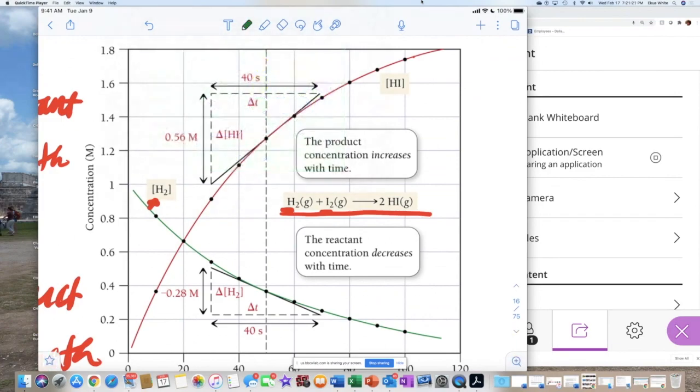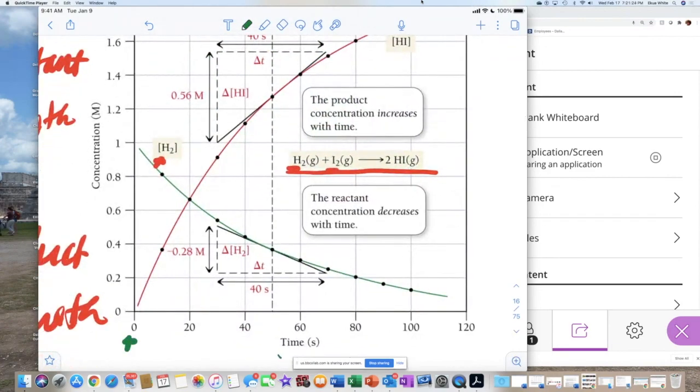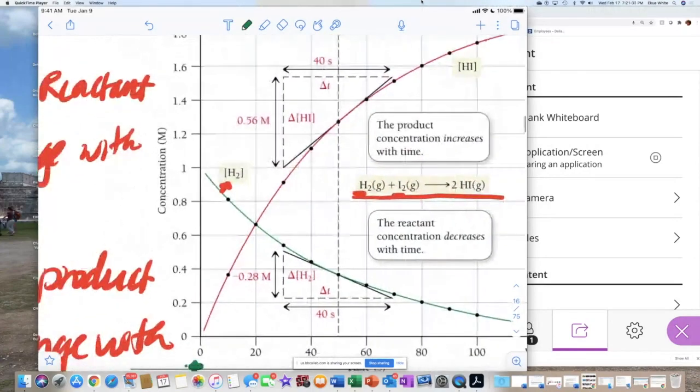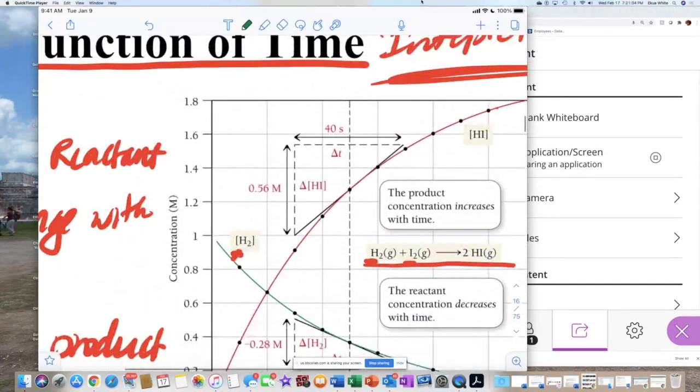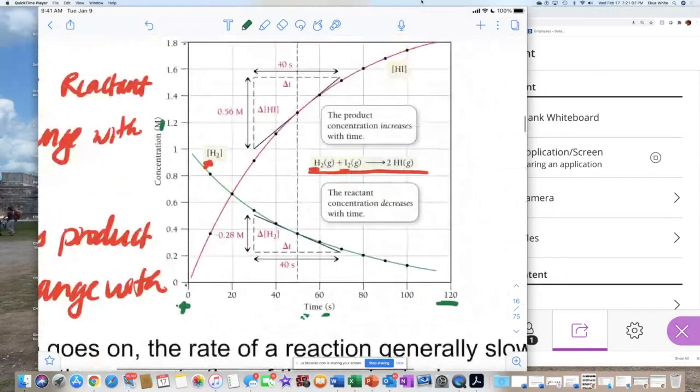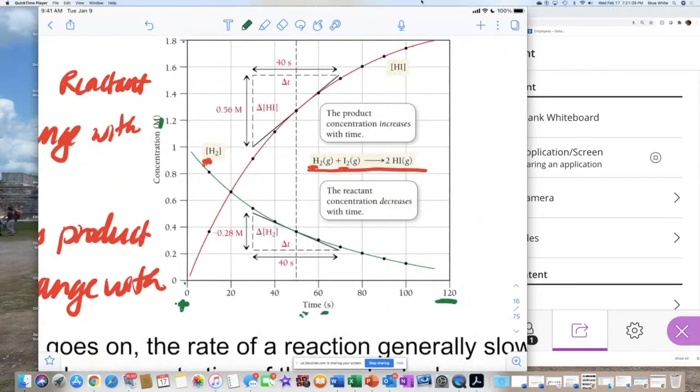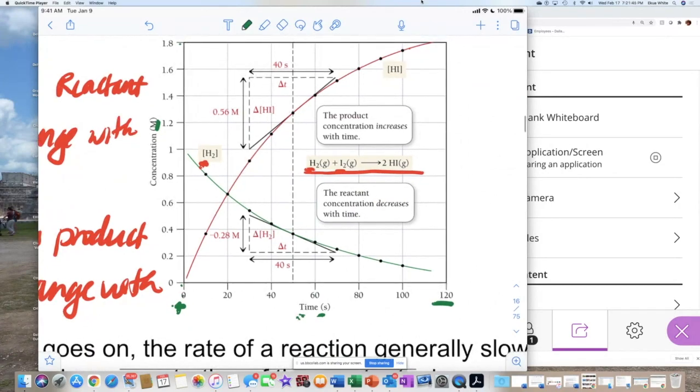So here's the bottom line. They're communicating that at time 0, the x-axis is time in seconds. We go from 0 to 120 seconds. And then concentration, we go from 0 to 1.8 molar. That's your y-axis. So I'm going to track the amount of my reactant H2. In the beginning of the reaction, before anything takes place, we have the maximum amount of the reactant possible, maybe around 1 molar. And then the reaction takes place.